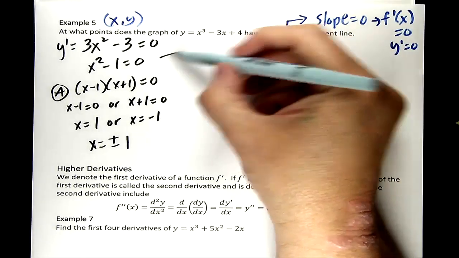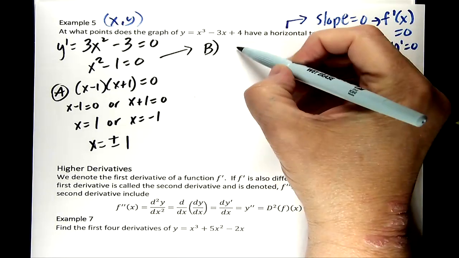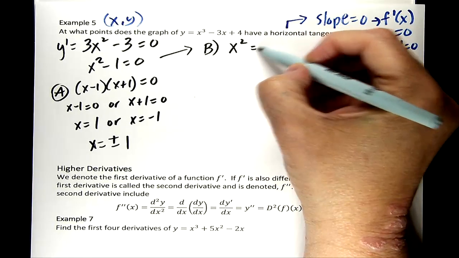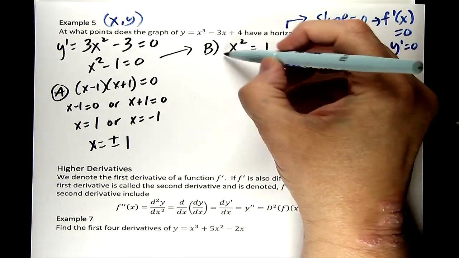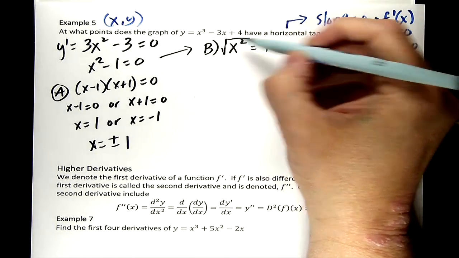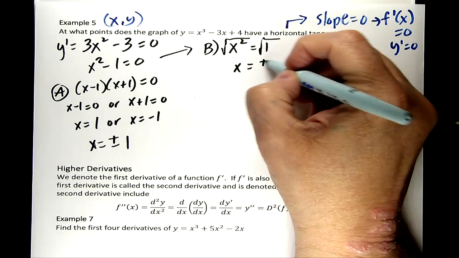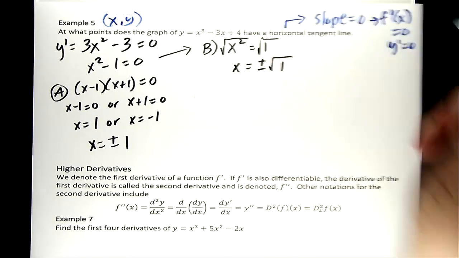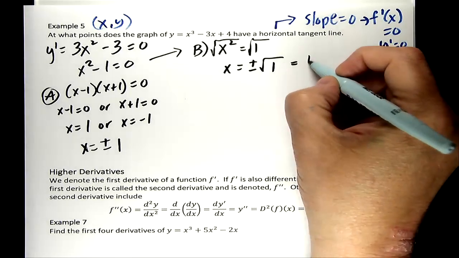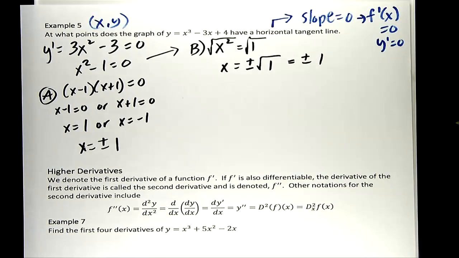Option B, another way to do it, is to add 1 to both sides. We get x squared equals 1, and then take the square root of both sides. When you take the square root of a number, it's plus or minus. That gives us the x values at those points.